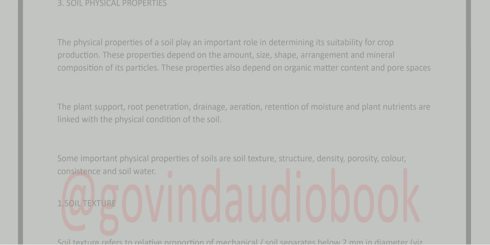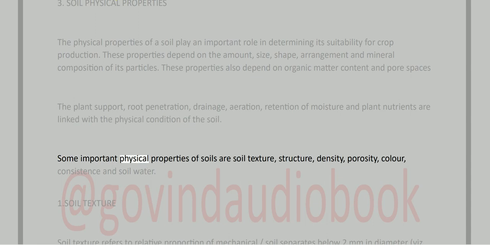3. Soil physical properties. The physical properties of a soil play an important role in determining its suitability for crop production. These properties depend on the amount, size, shape, arrangement and mineral composition of its particles. They also depend on organic matter content and the pore spaces the plant supports. Root penetration, drainage, aeration, and retention of moisture and plant nutrients are linked with the physical condition of the soil.